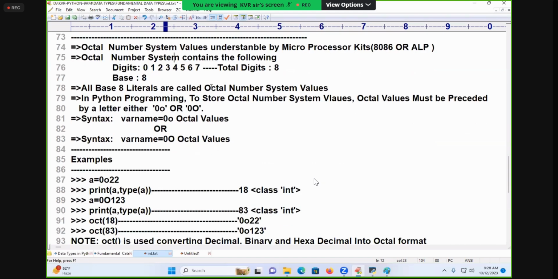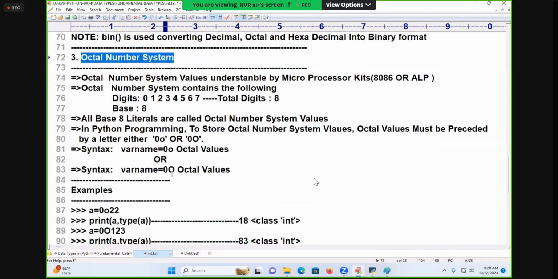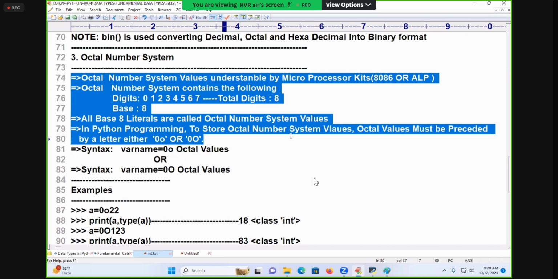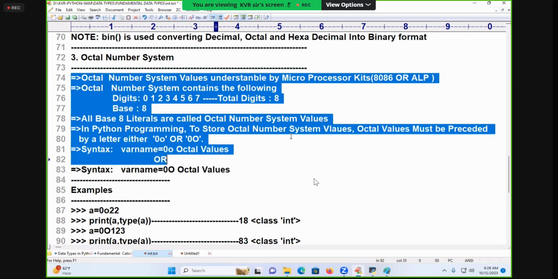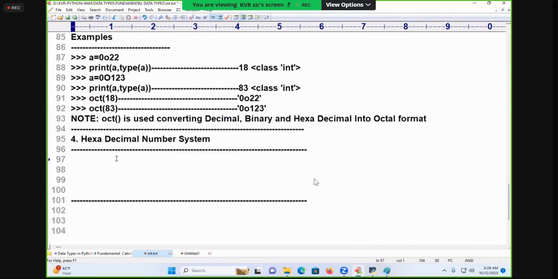Octal is over. Now I'm going to hexadecimal. If you follow me, I will write something like this. Follow me carefully, syntax also. Everything I will copy and I'll modify the data under hexadecimal.